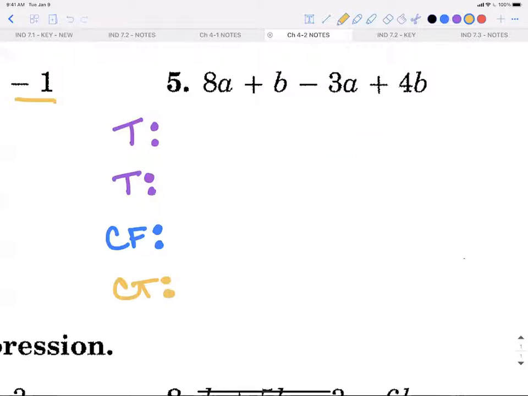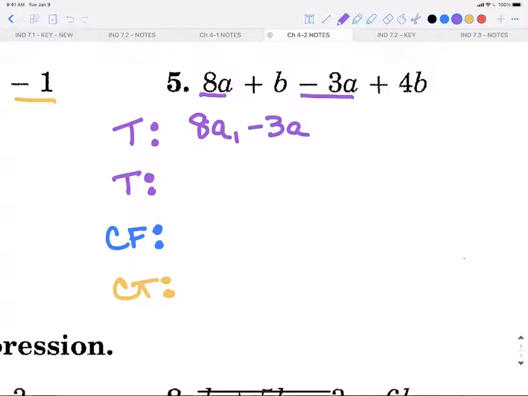So the terms in number 5 are everything with a variable. And they all have a variable. Notice some are A's and some are B's. So rather than listing everything twice, just write 2 lines of terms. In your first line of terms, you're going to have your 8a and your negative 3a. So 8a and negative 3a. Those are the terms that all have A's.